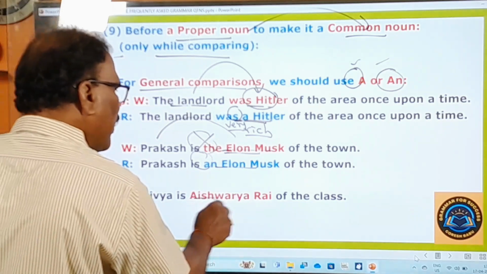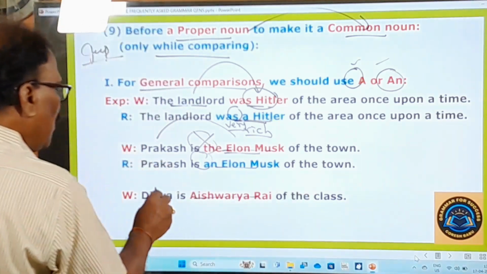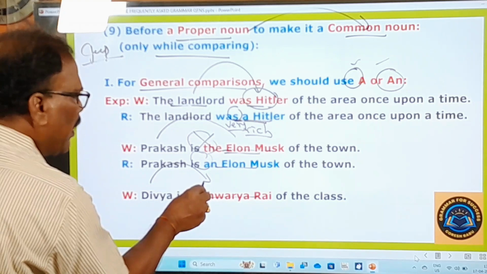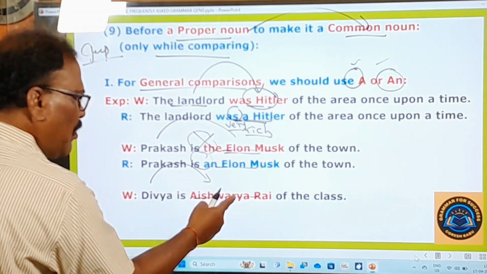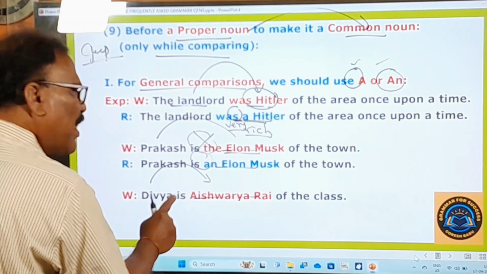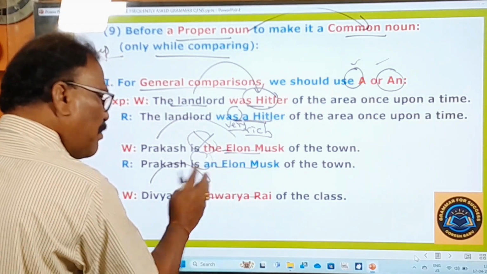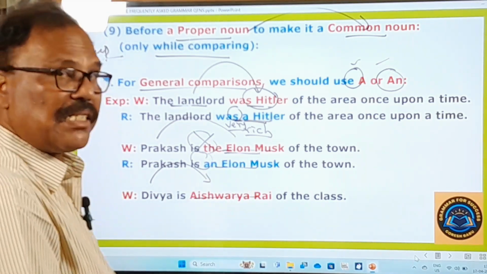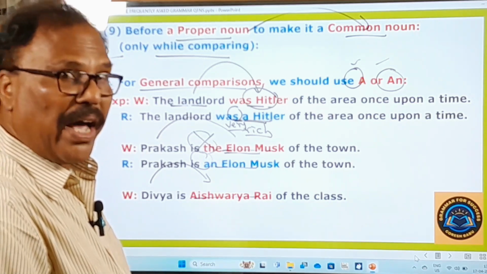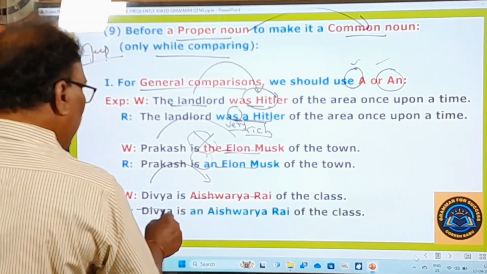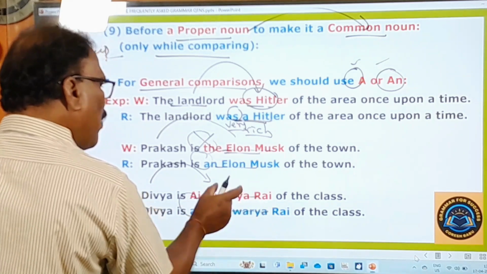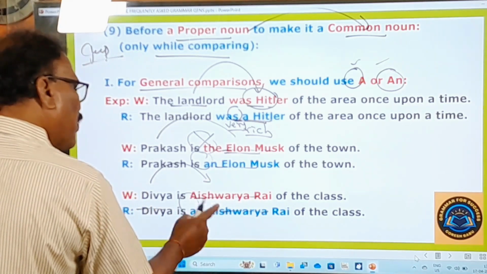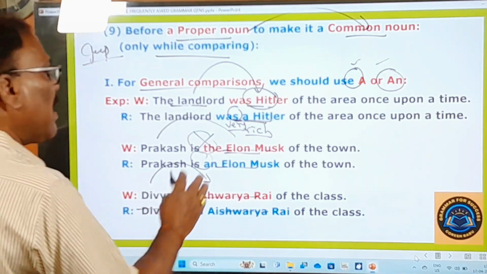Divya is Aishwarya Rai of the class. So here you are comparing Divya with Aishwarya Rai, okay, in beauty. So that means Divya is as beautiful as Aishwarya Rai. So that is the meaning of this sentence. And here this construction of the sentence is grammatically incorrect. Why? Because here it should be, Divya is an Aishwarya Rai. You have to use a or an before this person.